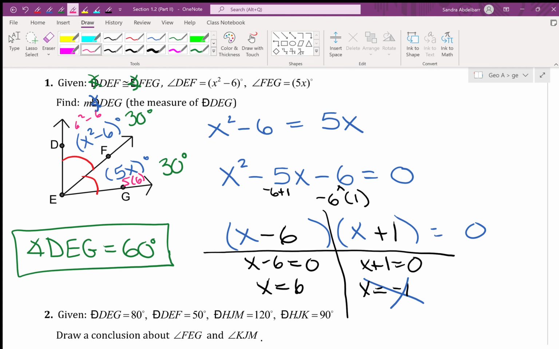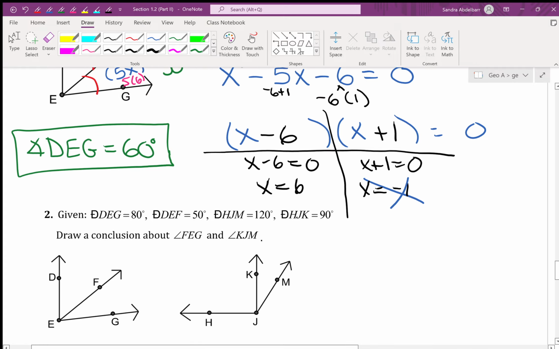What's wrong? Oh, wait, I went too fast? No, I understand. But you can never substitute in the negative. You can. So when you substitute in the negative, we did that first. So we did 5 times negative 1. That was negative 5. So you can't have an angle that's negative. But if it came out to be positive, then we would keep it. And we just have two sets of answers.